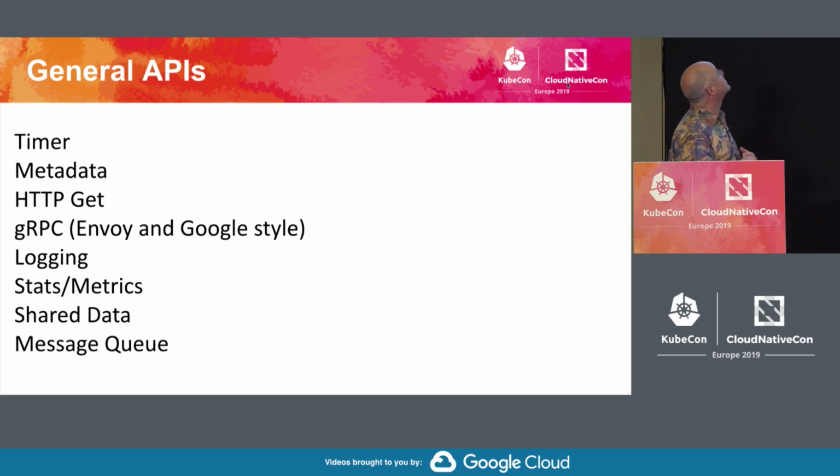Okay, so what kind of general APIs do we support? These are the APIs in Envoy that represent calls made out of the VM to do some operation that's more general in Envoy. So we have support for timers, metadata of all sorts, of which Envoy has like 7 or 8 different types, HTTP GET, REST calls, gRPC, both Envoy and Google style, logging, stats metrics, shared data, and message queues.